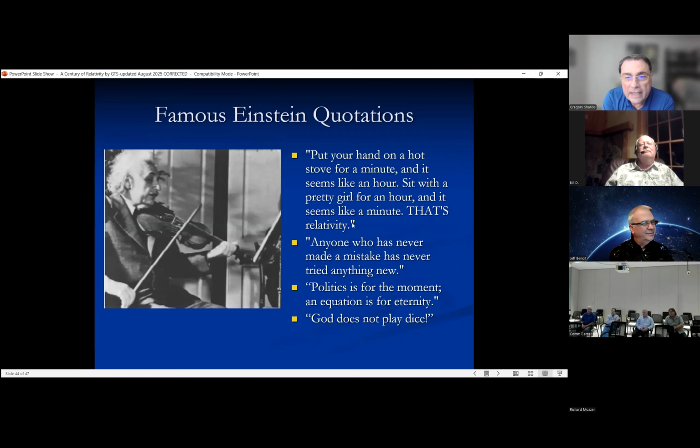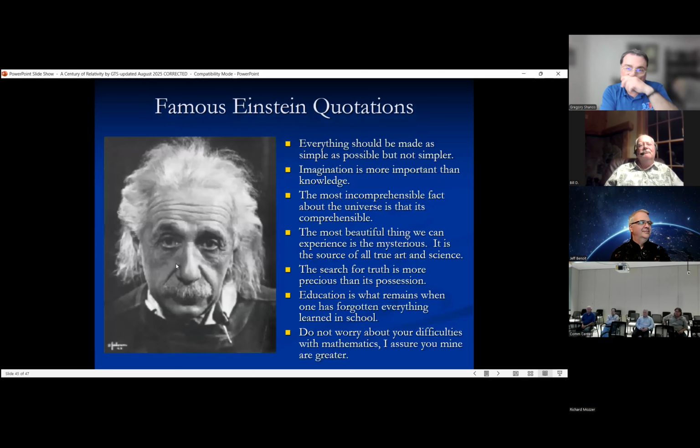I love some of these famous quotes. I love this one: Politics is for the moment, an equation is for eternity. So if you ever argue politics, just say, it's for the moment, an equation is for eternity. God does not play dice. That's because he didn't like quantum mechanics, which is a whole other topic.